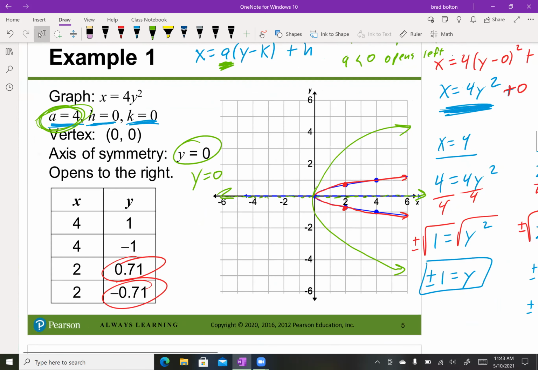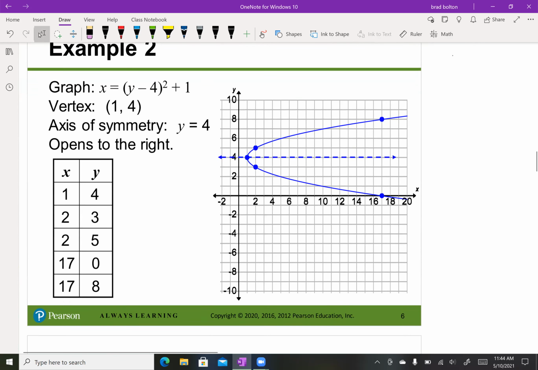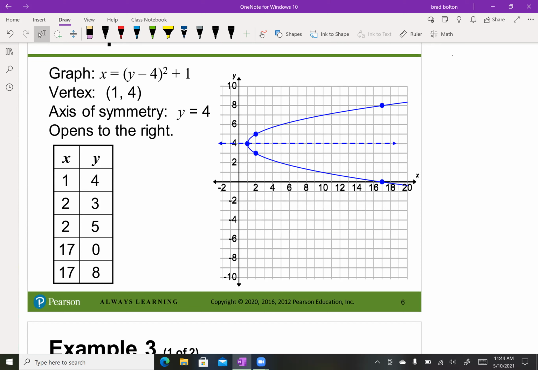Okay. So just keep in mind that everything you've already learned about parabolas still applies, but it's kind of, I don't want to say backwards, but you've got to shift your thinking a little bit because now you're working with the axis of symmetry being y values. Okay, not the y-axis, but y values. Okay, so let's take a look at this one. Graph x equals y minus 4 squared plus 1. So let's see how they came up with this parabola.